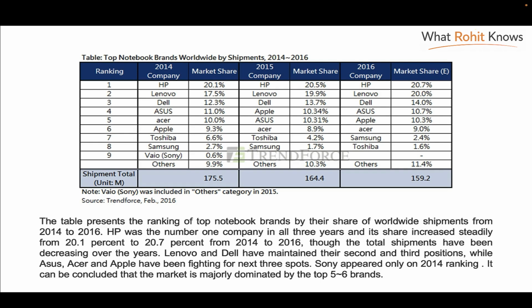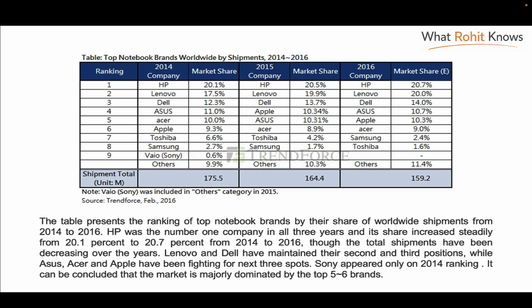And the conclusion here is that the market is majorly dominated by the top 5, 6 brands. Actually, you can even say that the top 3 brands account for more than 50% of the market share. Yeah, that would also be a good conclusion. Or you can say it can be concluded that a number of companies have a wide variety of market share.